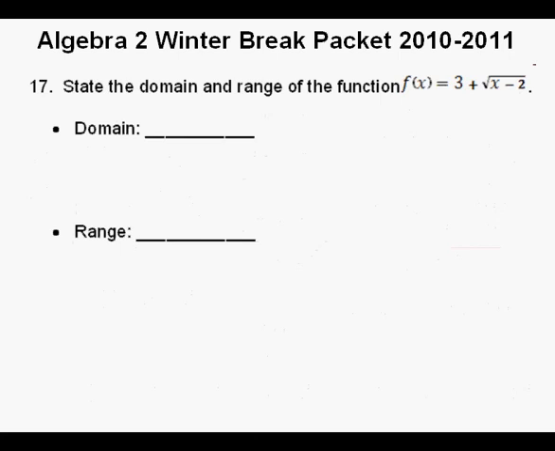Problem 17. State the domain and range of the function f of x equals 3 plus the square root of quantity x minus 2. I'll leave this one, what I think is a pretty easy problem, to the viewer, except to point out that it's similar to the same case in problem 15. The domain has to start at 2 because anything less than 2 will result in a non-real number requiring the square root of a negative number. Good luck on this one, and let me know if you have questions.